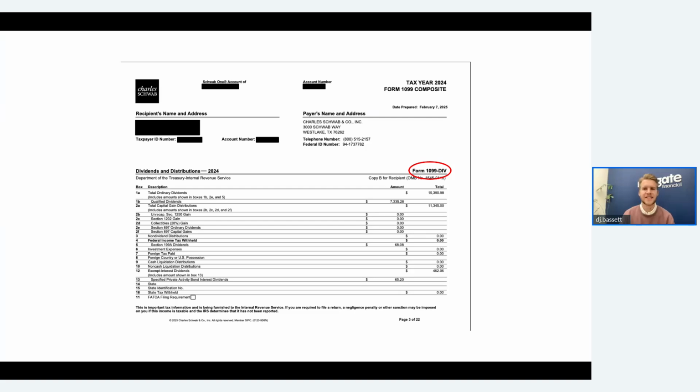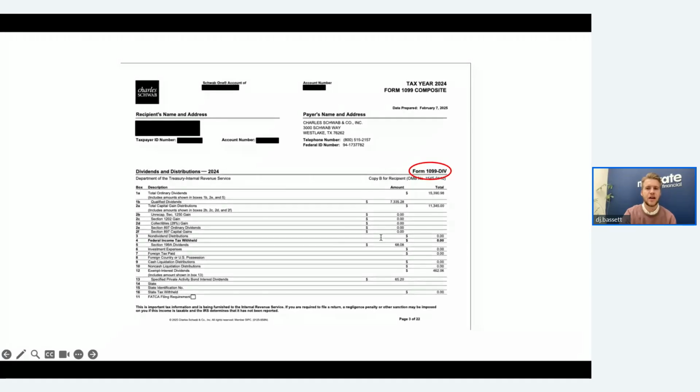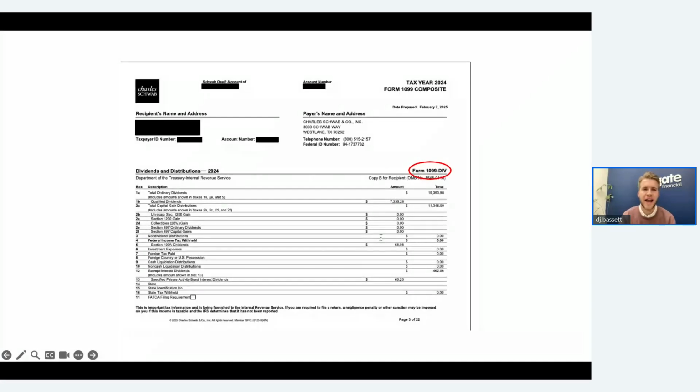So like I said, the 1099-DIV reports dividends and distributions received from investments that are in taxable accounts. As we go through here, you'll see there's a list of different boxes on here. We'll go through each of those. So box 1A at the top says total ordinary dividends. This is just the sum of all the dividends received before any distinctions of how they're supposed to be taxed.